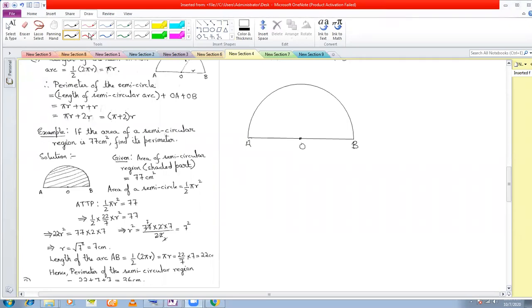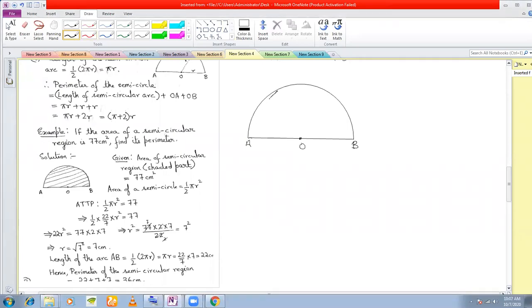This is your semicircle with center O. This is the area that is given to you. Area of the semicircle is given to you as 77 centimeter square. You are required to calculate the perimeter.